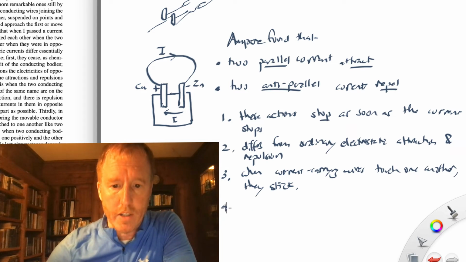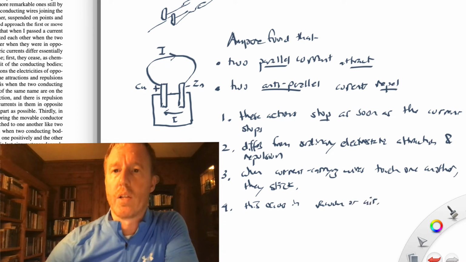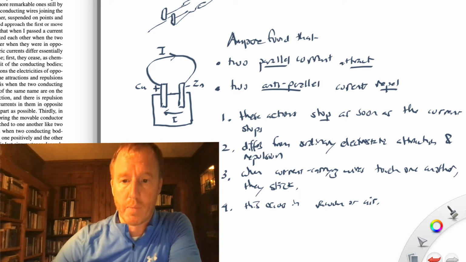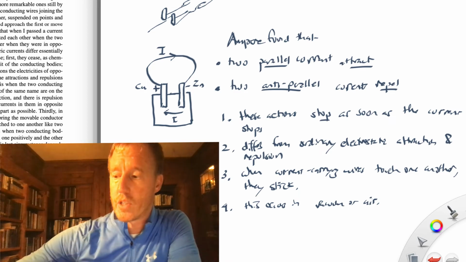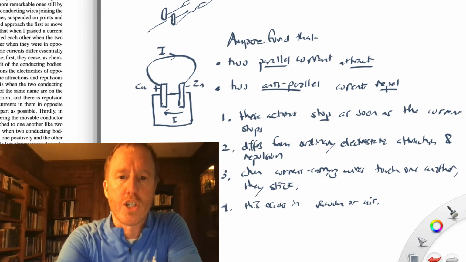And finally, he mentions that this attraction and repulsion occurs in vacuum or air. So it seems like you can't block this effect. If you have vacuum separating them or air separating them, and he doesn't mention this, but if you put other objects between them, so you try to shield this, you cannot easily shield this effect.